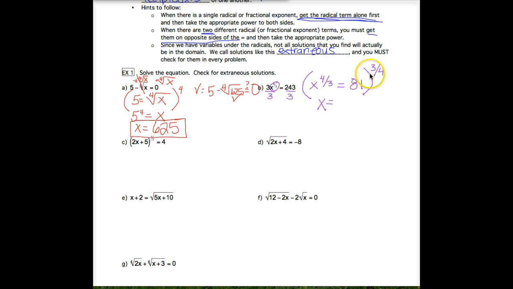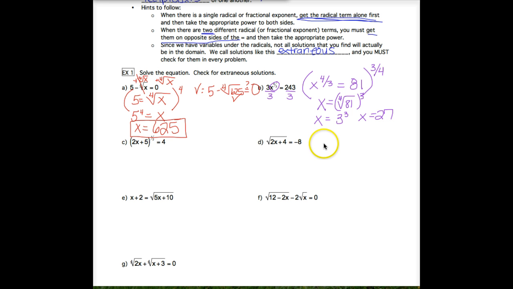Over here, I have to take 81 to the 3/4 power, which again means 4th root of 81 to the 3rd if we translate the 3/4 into radical notation, which seems to make the most sense for most people. So 4th root of 81 is 3. So I've got 3 to the 3rd power, which means I've got x equals 27.